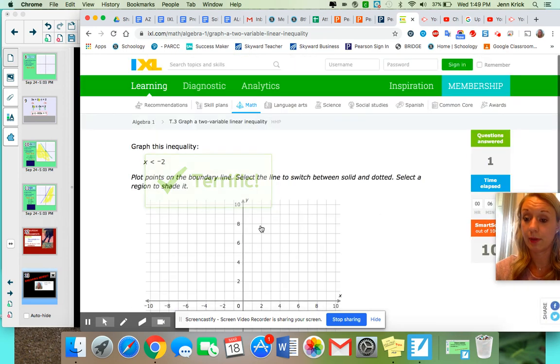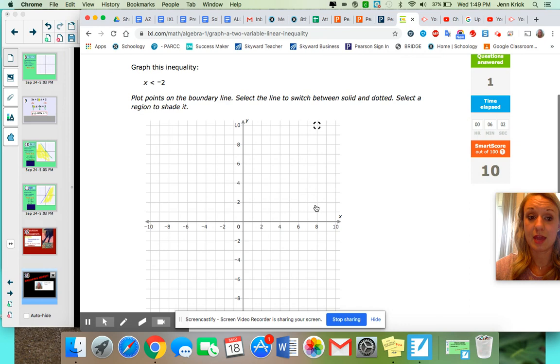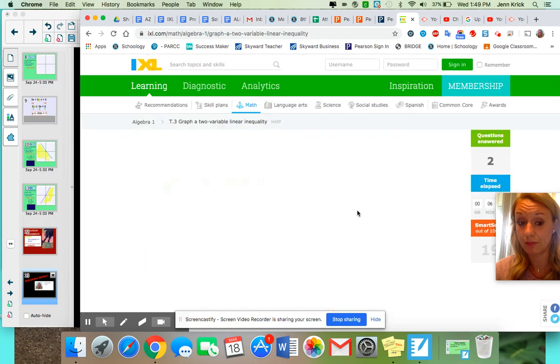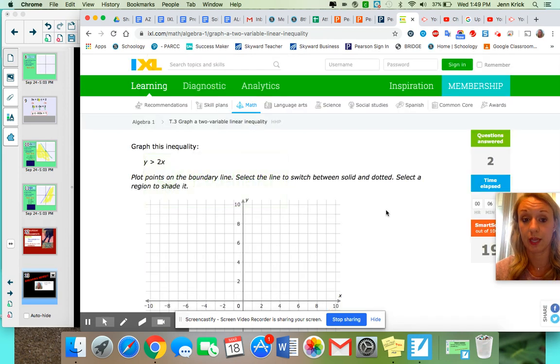Submit. Awesome. Okay, and then you've got x is less than -2, so I'm going to come over to -2, draw on my line. Oops. Notice it's less than, so I need this to be a dashed line, so I change that. Again, we want to shade the region that's less. I also really like the yellow. That makes me happy. Awesome, got it right again.